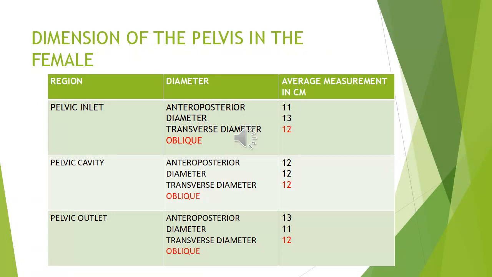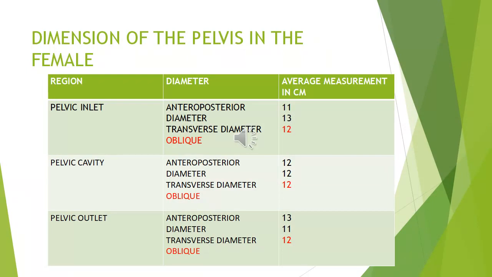There it is: the lower aspect of the pubic bone, then the ramus of pubis, then ischiopubic rami, ischial tuberosity, and then the sacrotuberous ligament, and the coccyx tip will come there. So these are the boundaries of the pelvic inlet, pelvic cavity and pelvic outlet. So you are taking the diameters: anteroposterior diameter, transverse diameter, oblique diameter. These are the three diameters taken for the dimensions of the female pelvis.